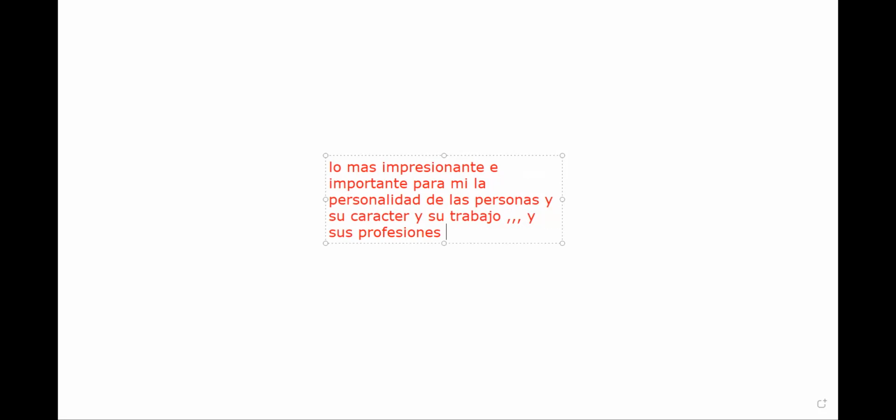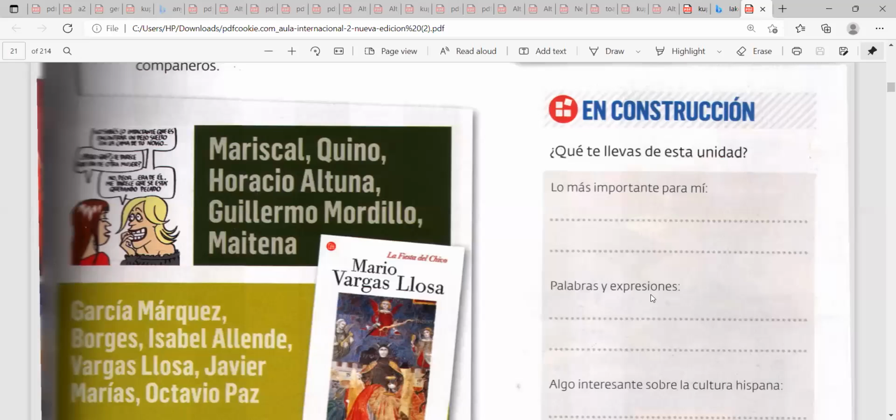I can use anything. And their profession and their work. Is it clear to you, my team? Okay. Now let me go back to the book pattern. So that is how you can do it. We have a second question: palabras y expresiones. The most important word and expression you learned in this. You have to pen down.